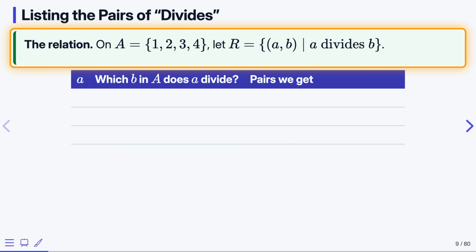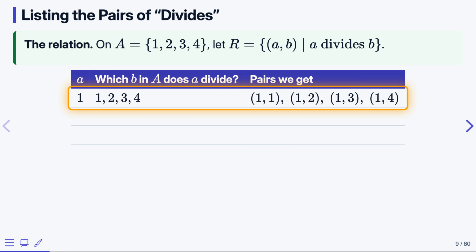Let's list the pairs of a relation, one step at a time. The set is 1, 2, 3, 4. We say a is related to b when a divides b. That means b is a whole number of copies of a with no remainder. We take each first number in turn. Start with 1. 1 divides every number, so 1 gives four pairs: (1, 1), (1, 2), (1, 3), and (1, 4).